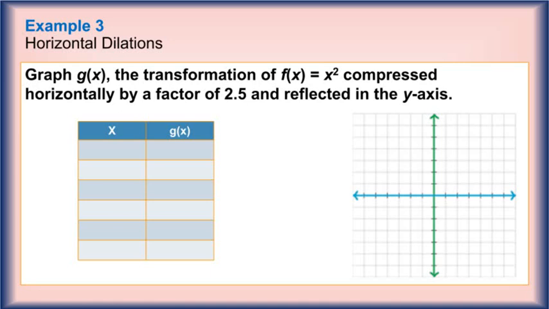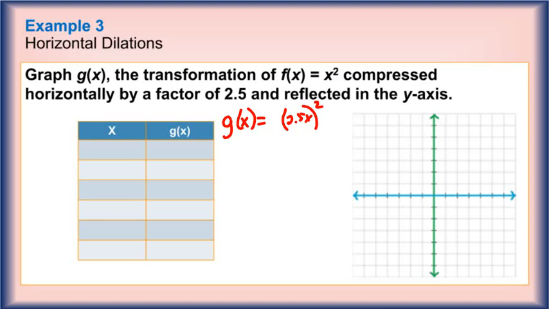So our first example, in example 3, graph g of x, the transformation of f of x equaling x squared, compressed horizontally by a factor of 2.5 and reflected in the y-axis. So if I were to write the equation, it will help us create the table. If it's compressed horizontally, that means I'm going to have it inside the parentheses. So if I have g of x equaling, inside the parentheses, I'm going to have 2.5x, and then I'm going to square this.